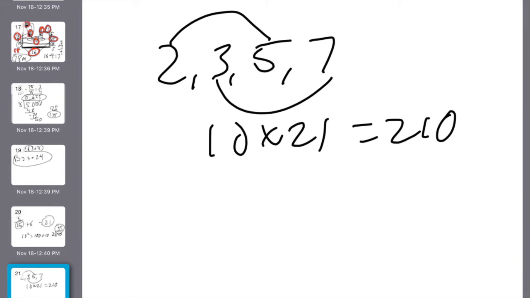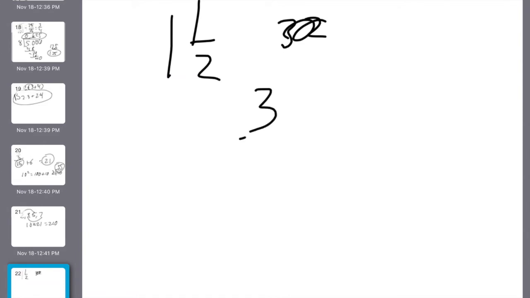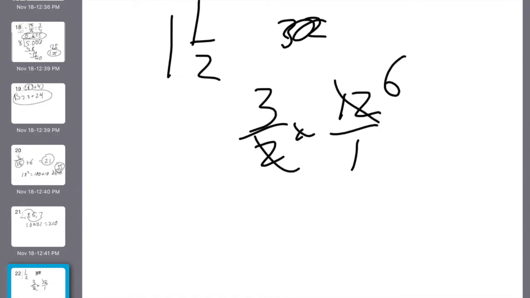Each math book is 1.5 inches thick. A stack of 12 math books would be how many inches tall? Well, each one is 1.5, and I have 12 of them. So that's a multiplication problem. That's 3 over 2 times 12 over 1. Goes in there 6 times. 6 times 3 is 18 inches.